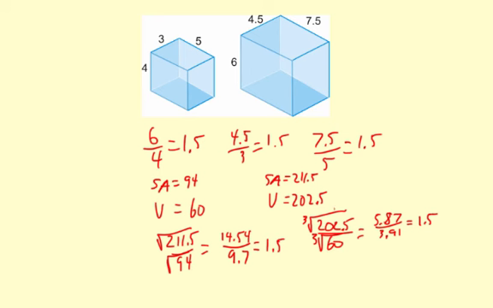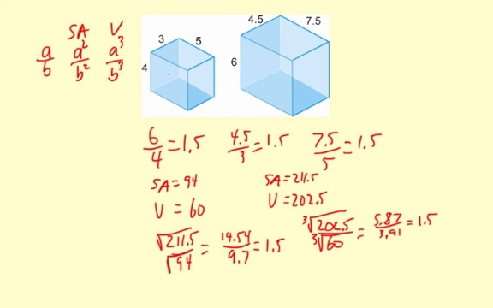So what's the takeaway from all this? If you have solids where the scale factor is A to B, the ratio of the surface areas is A squared to B squared. And the ratio of the volumes is A cubed to B cubed.